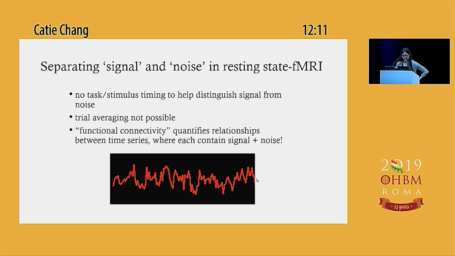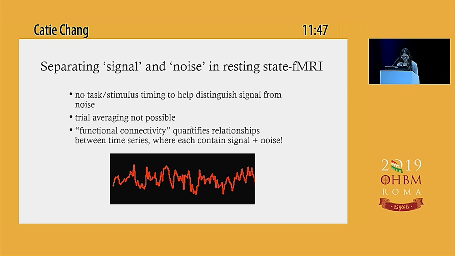One of the challenges in functional connectivity analysis of resting state data in particular is that distinguishing signal and noise is harder than in task-based studies, because here we don't have any model of our time course that tells us what we'd expect to see and helps us distinguish that signal and noise. And we can't really average across any event to try to boost that.